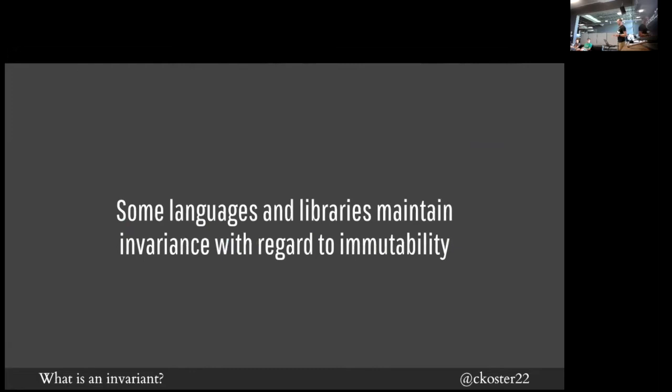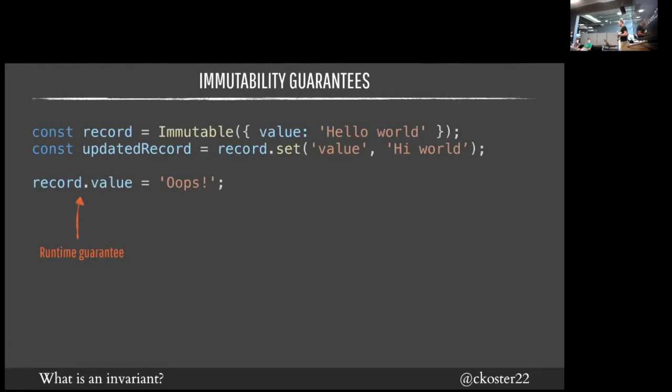To give another example, we could talk about immutability. There are some libraries and languages that will guarantee invariance with regard to immutability. For example, there's a library called Seamless Immutable. This is a JavaScript library that allows you to create immutable objects. It exposes methods such that you can create a mutated copy of that object. But if you try to use JavaScript's mutation syntax to actually mutate that immutable thing, you'll get a runtime error. So this is a guarantee at runtime that your immutable things are immutable.